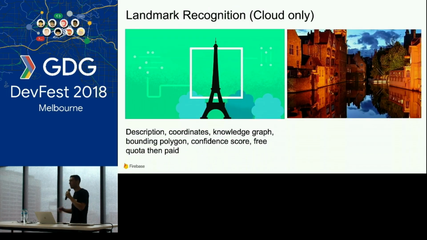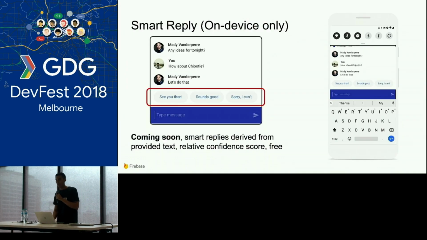Landmark recognition, this one is cloud only, and the reason for that is just bringing the model down onto the device is probably going to be too large for most applications. And I think Anka talked about this before, how this works, so it's kind of as you'd expect. And then the last one is Smart Reply. So this one's not available yet, but it's coming soon.